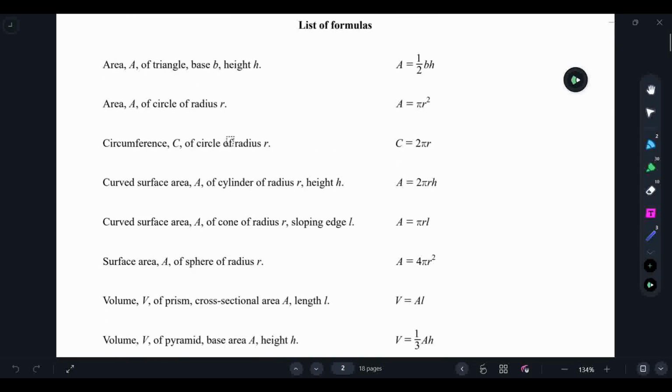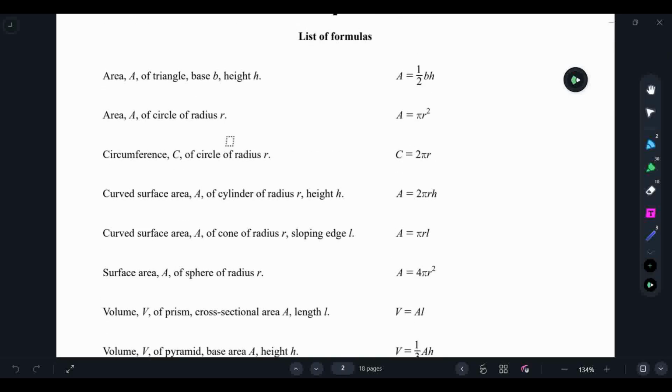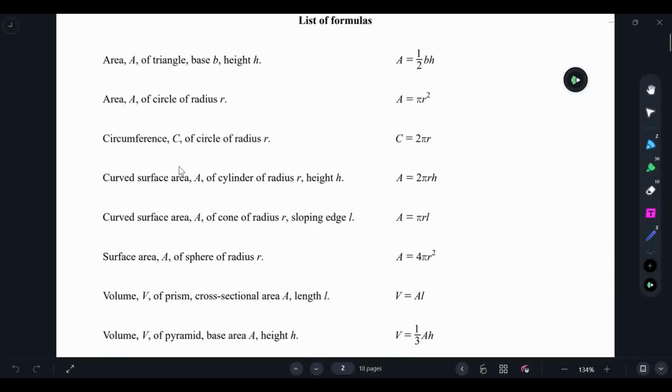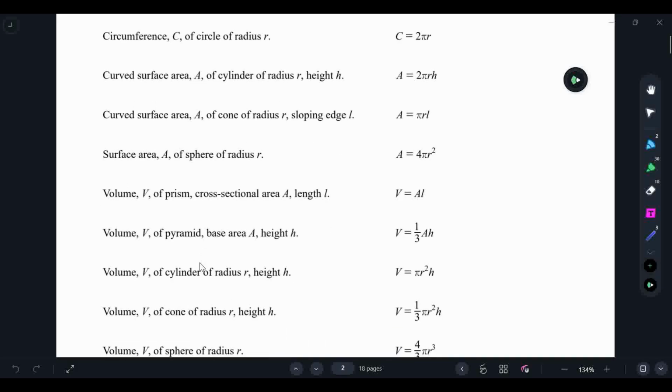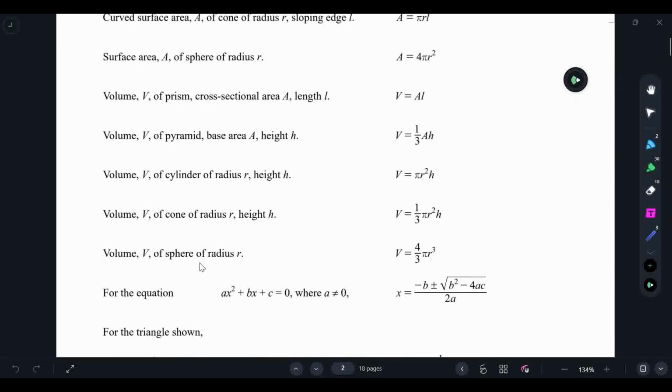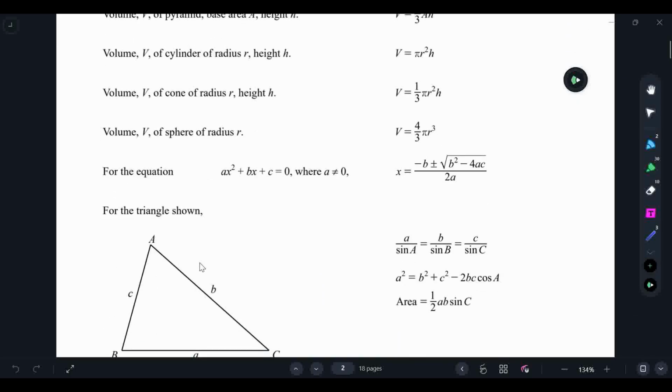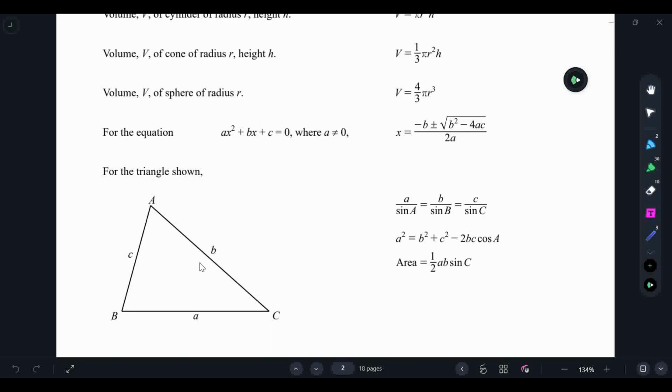Now, you can see that it's a bit easier now. The basic formulas like area of triangle, area of circle, circumference, curved surface area of cylinder. Previously, the surface area of cylinder and the surface area of the cone were not given. But now this will be given to all of you: sphere, prism, pyramid, cone, and the quadratic formula. Similarly, the laws of sine and cosine will be given from 2025 onwards.